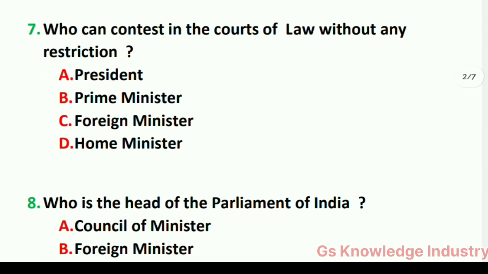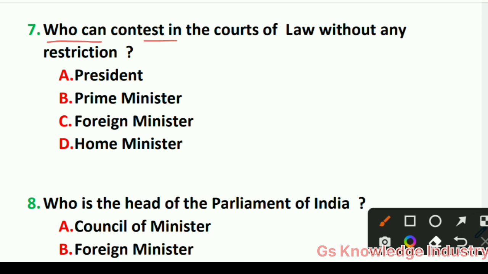Seventh question. Who can contest in the courts of law without any restriction? Option A, President. Option B, Prime Minister. Option C, Foreign Minister. Option D, Home Minister. Here the right answer is option A, President.